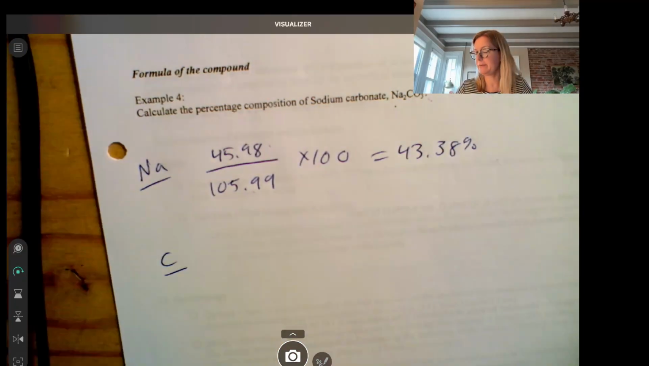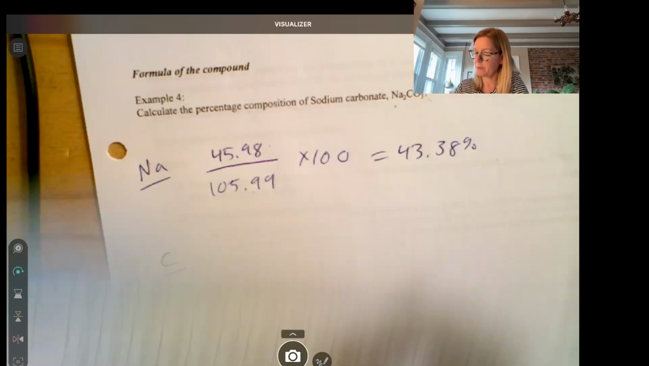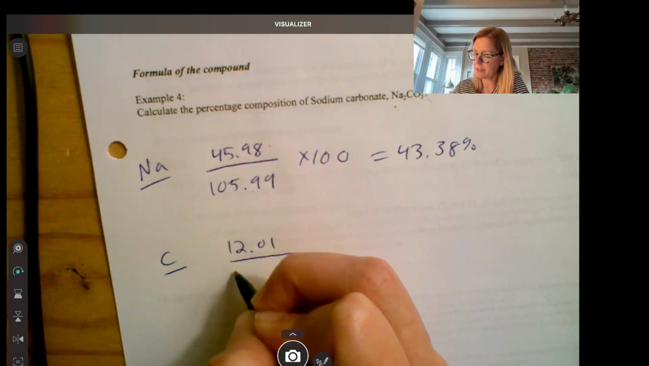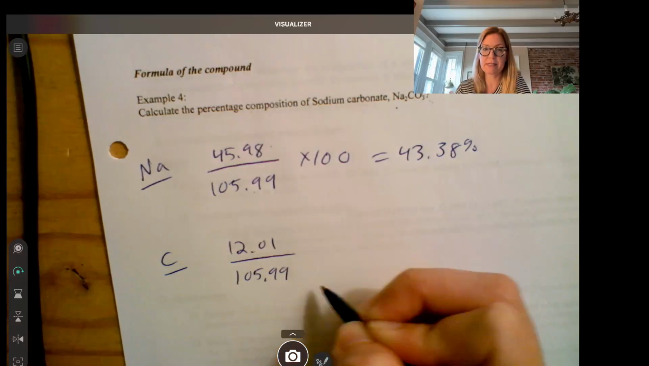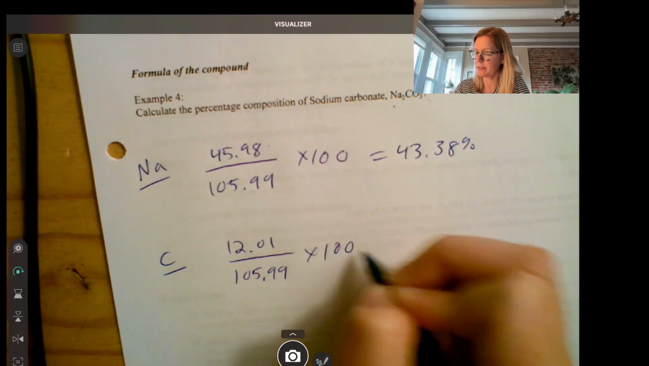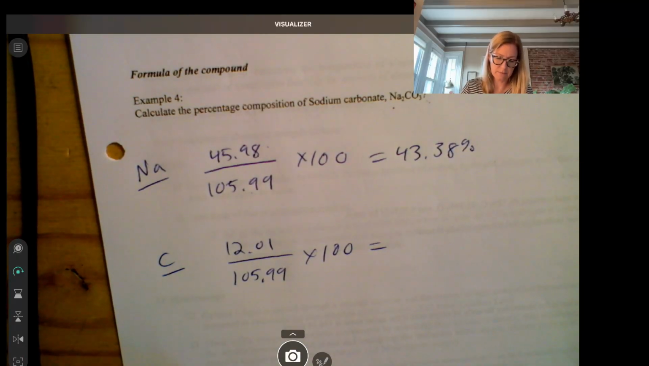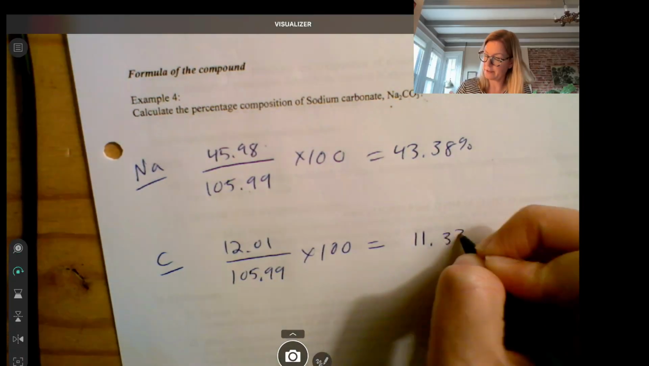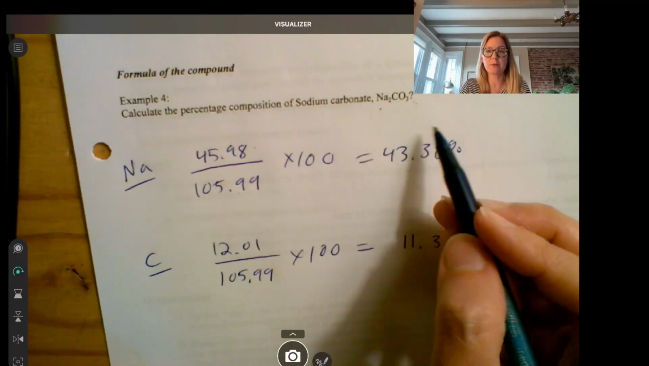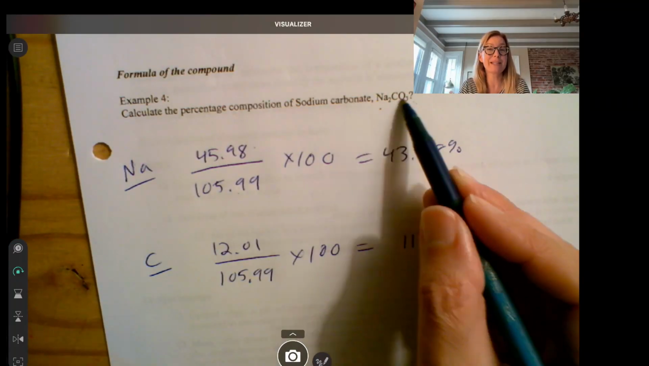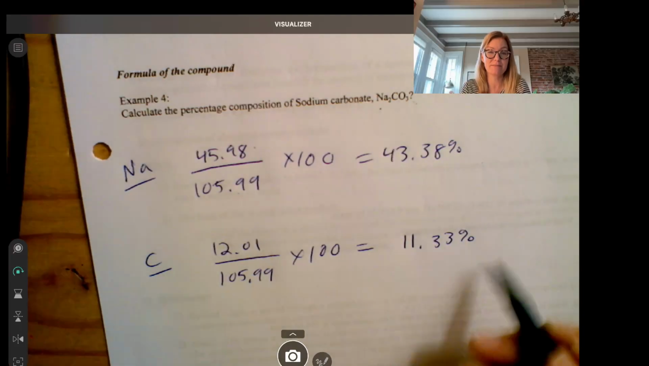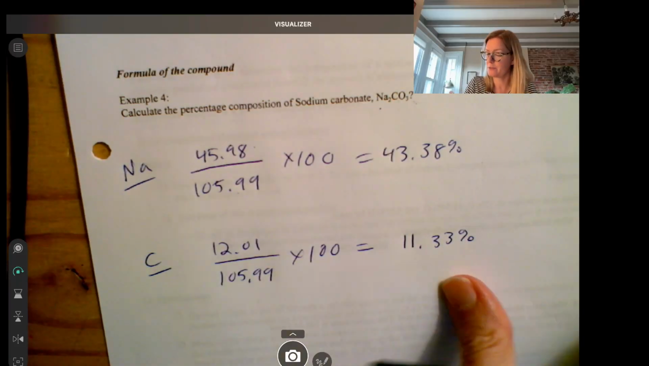There's only 1 carbon. Carbon's mass, like we said, is 12.01 divided by the mass of the whole thing. So the denominator is going to be the same every time because we're still dealing with the same total compound. And just type in your calculator, 12.01 divided by 105.99 times 100. And you get 11.33% carbon, which makes sense. There's only 1 carbon. And carbon's also the lightest weight of any of these types of atoms, so it makes sense that a small percentage of the mass is due to carbon.